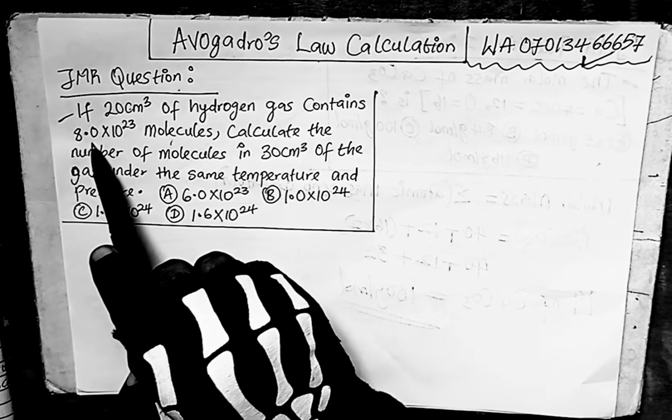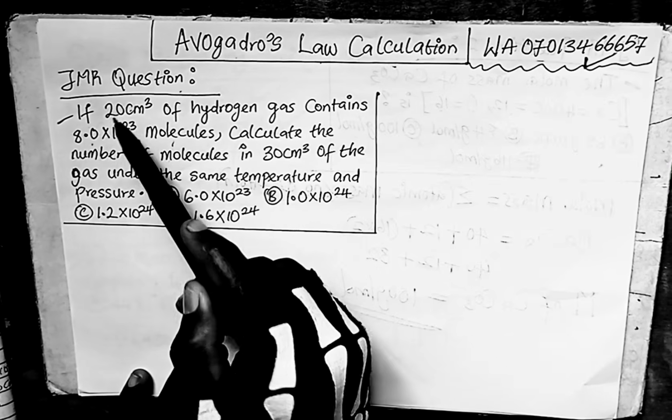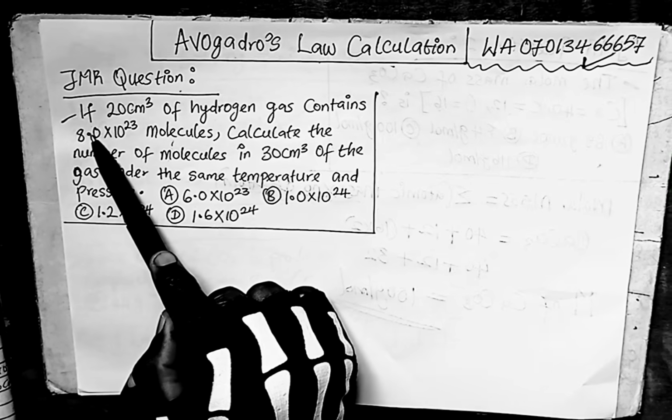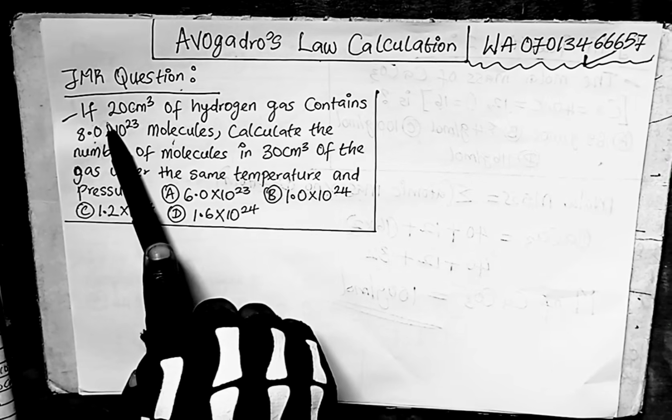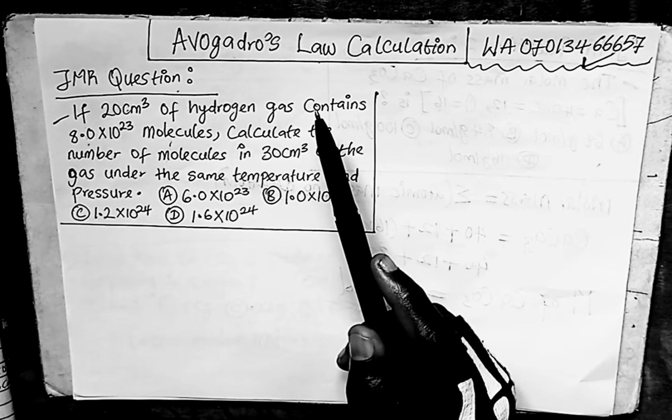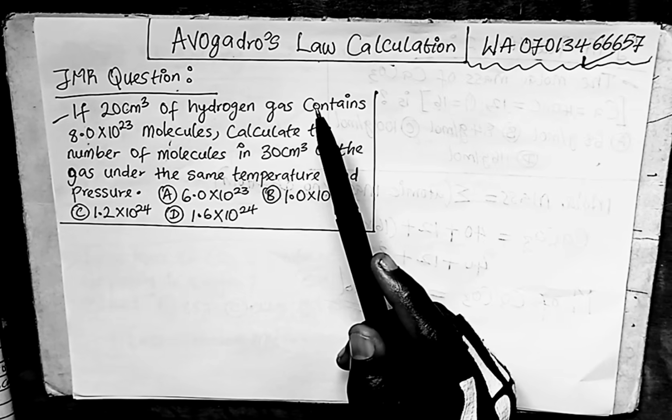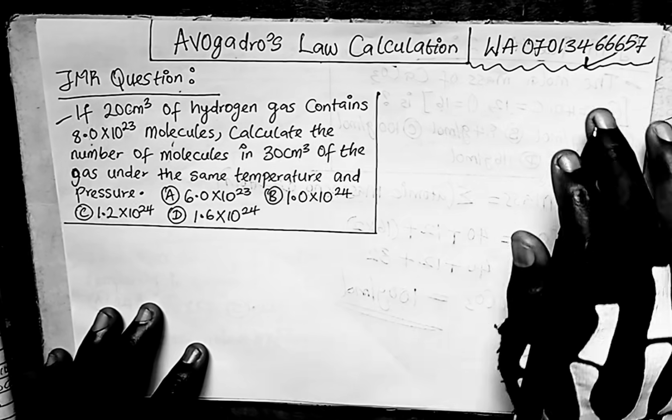Some people will go and manipulate. They'll say since this one contains this one, they'll take half of this one and join it with this one to get the answer. That kind of manipulation, if you do it, you can't get the correct answer. But let's follow the procedure and see what we are going to solve.